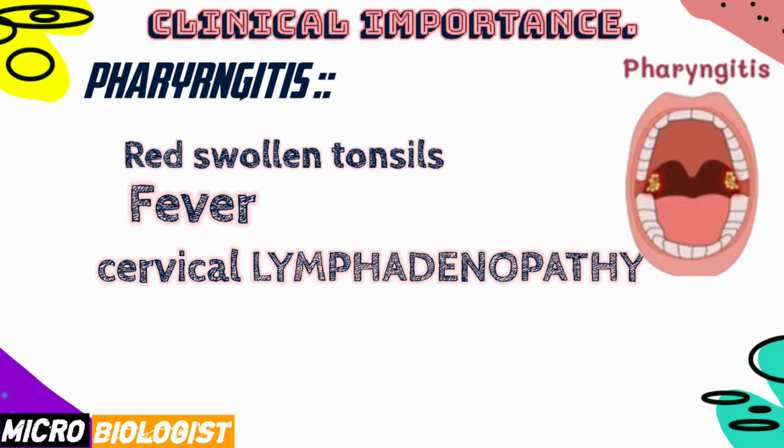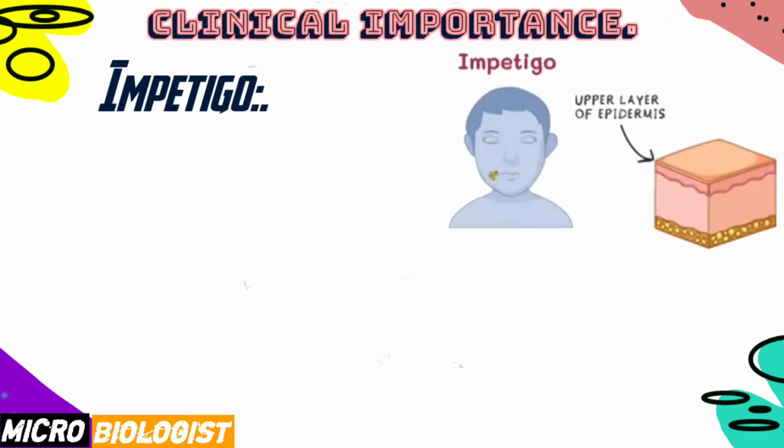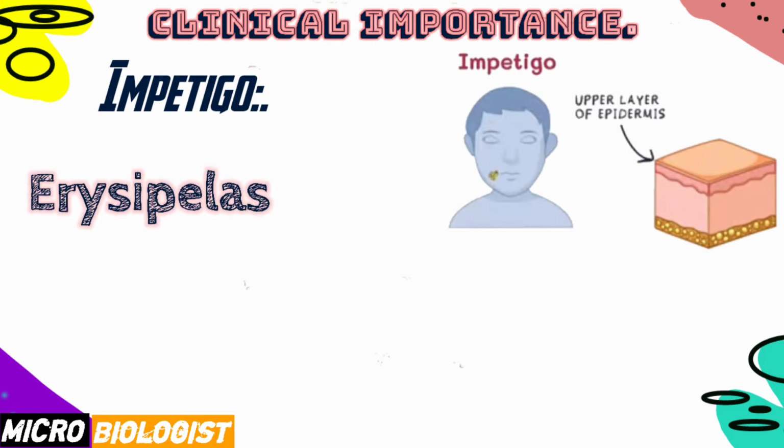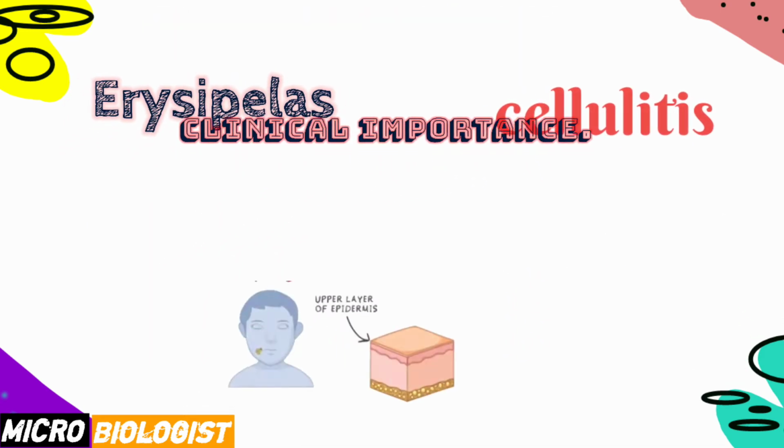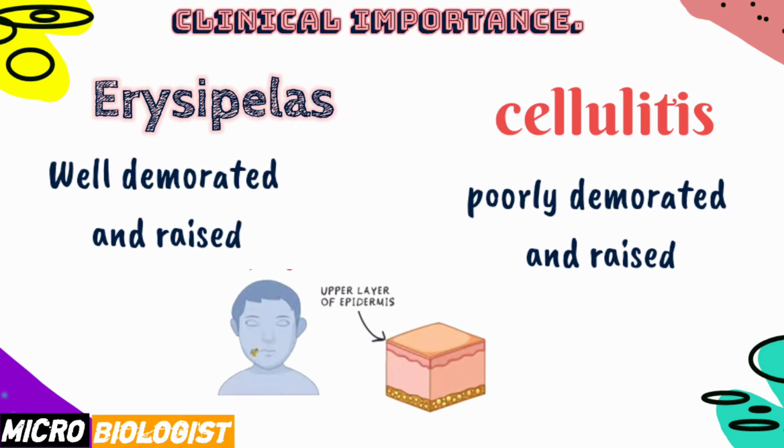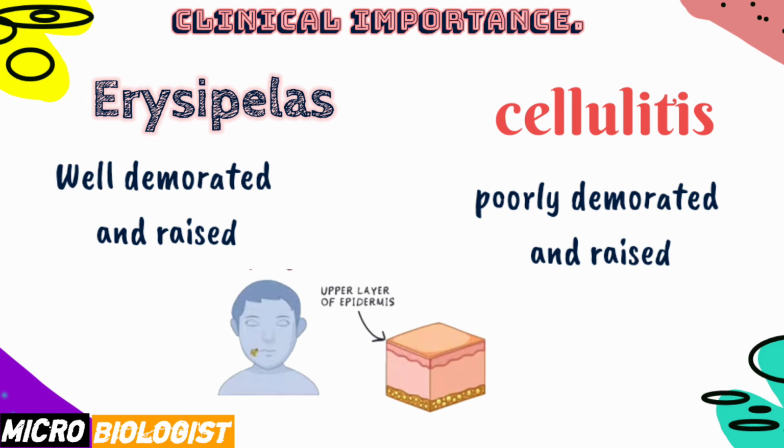cervical lymphadenopathy. For the skin infections, first we have impetigo, which affects the upper layer of the epidermis, then we have erysipelas, which affects the upper layer of the dermis and superficial lymphatics, then we have cellulitis, which affects the deeper layer of dermis and subcutaneous tissue. The difference between erysipelas and cellulitis is that erysipelas is well demarcated and raised, while cellulitis is poorly demarcated.